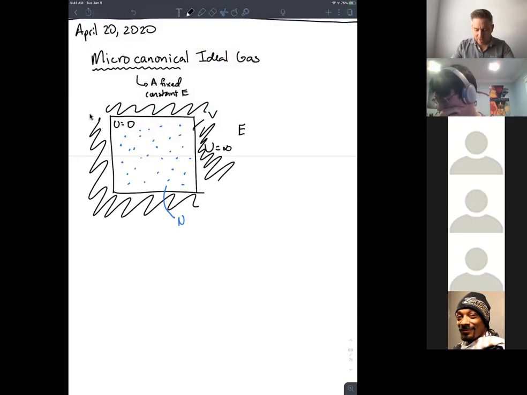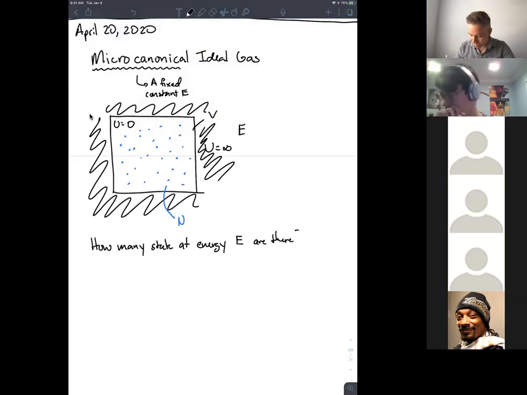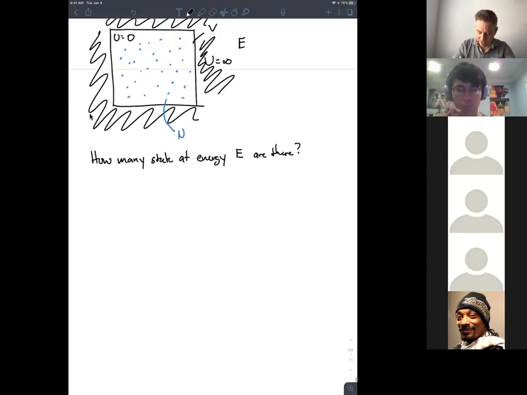And what we were interested in is, first of all, calculating at a given value of this fixed energy E, how many possible states, that is, arrangements of the different molecules inside the box, are there. So that was this quantity. How many states at energy E are there? The answer to this question was this quantity we defined called omega of E times delta E. So omega of E is the density of states.